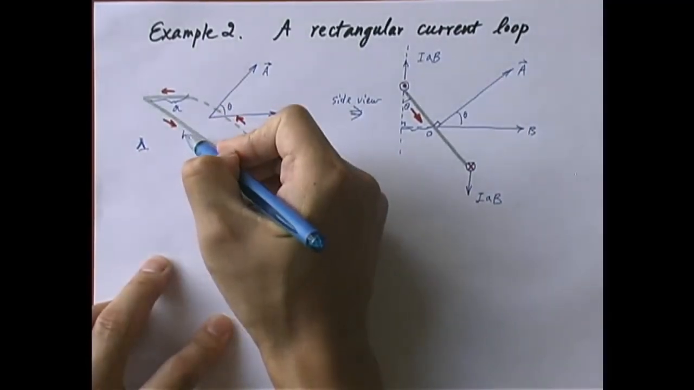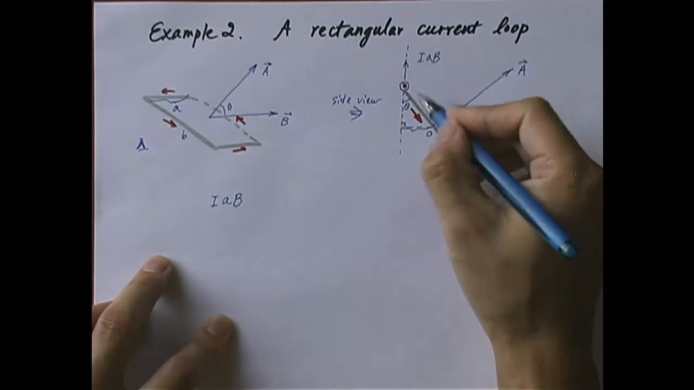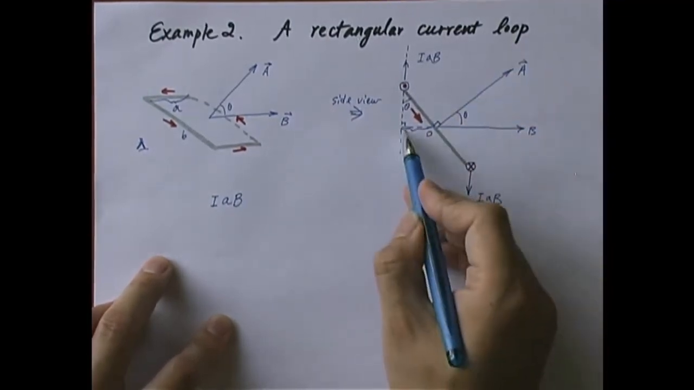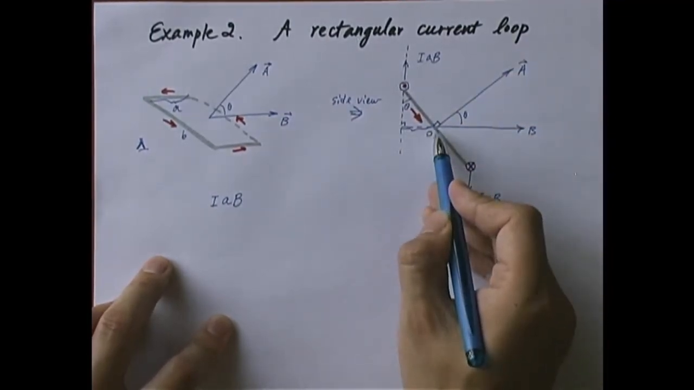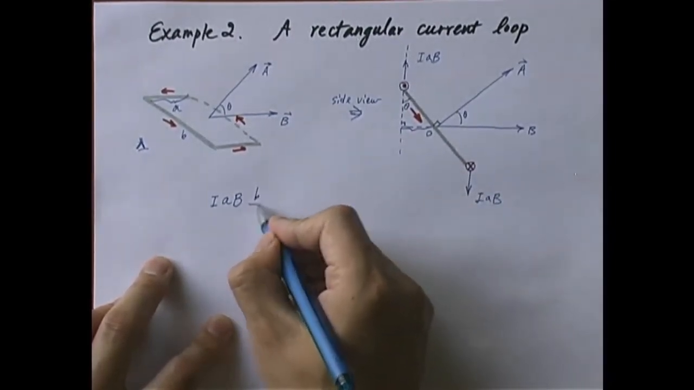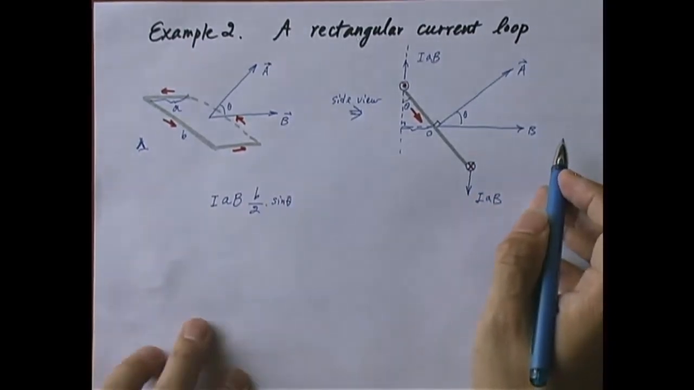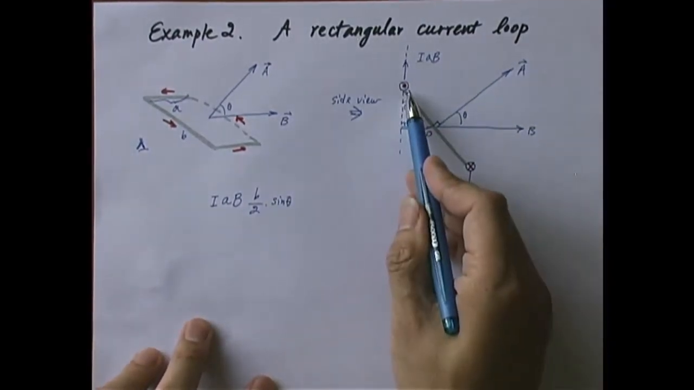If I call that length B from here to there, then this from here to there is half of B, right? So how long is this lever arm? That will be half of B times what? Sine theta, right? So half of B times sine theta. Okay, that will give you the torque provided by this force.